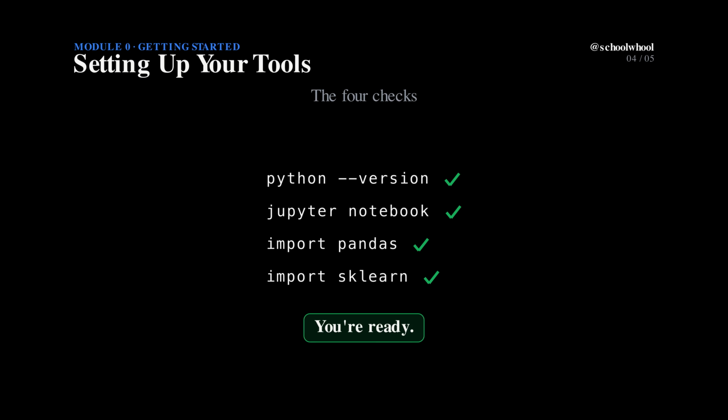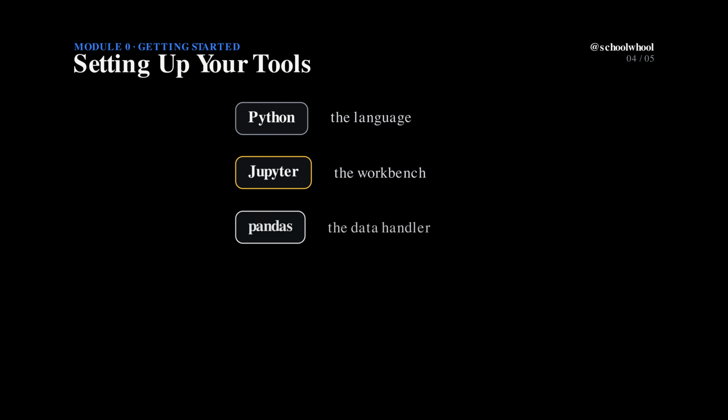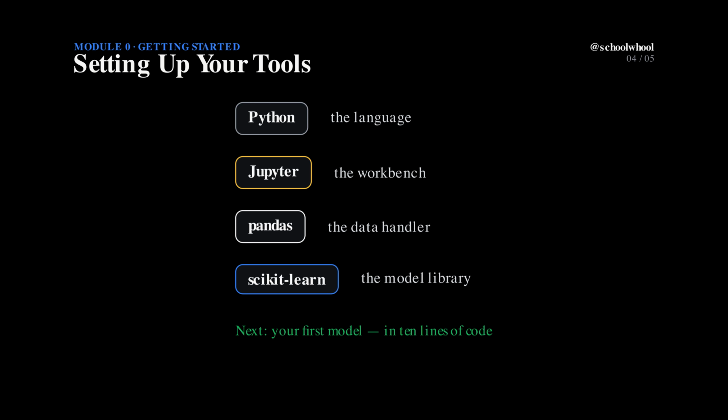Let us recap. Python is the language. Jupyter is the workbench. Pandas handles the data. And scikit-learn brings the models. Your setup is verified and ready. In the next lesson we put all 4 to work, and you will train your very first machine learning model. In just 10 lines of code.